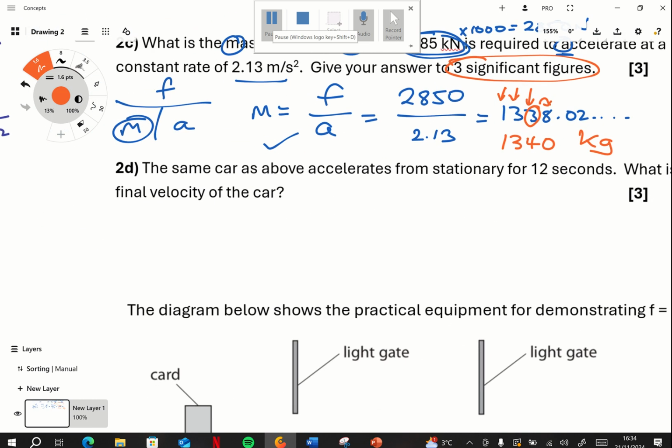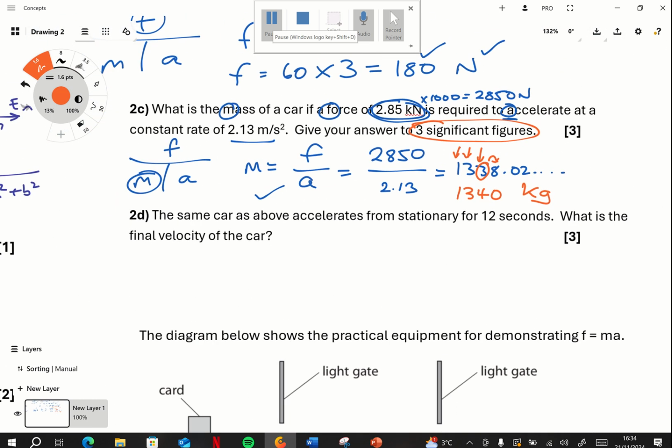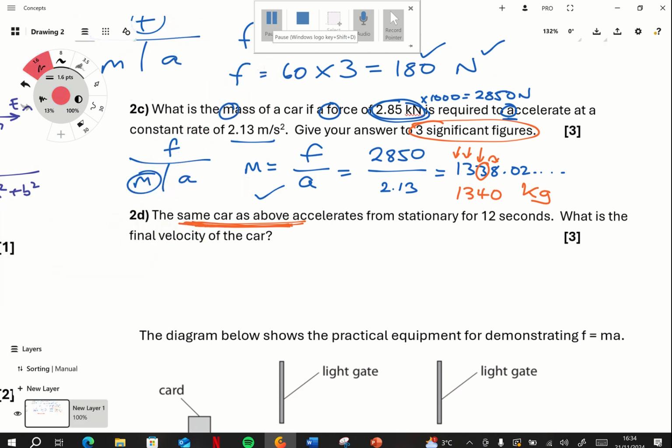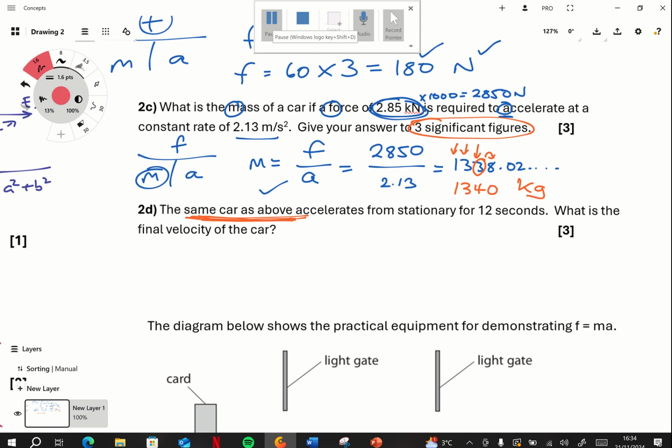Okay, next one. It says the same car as above. Now that's a clue. Anytime it says as above means you probably need to use some information from the question you've just done. If I just change my colour here, we'll go with that. So we've learned that we've got a time there, t. We've got what's the final velocity, so v. It's from stationary, so that's u, and it tells us the acceleration, but the tricky part is I've got to go up there to find it. There it is.